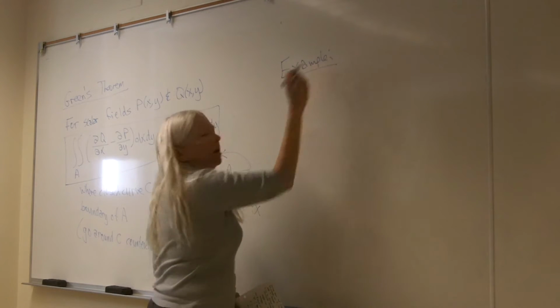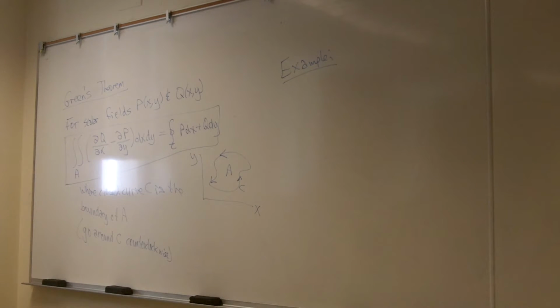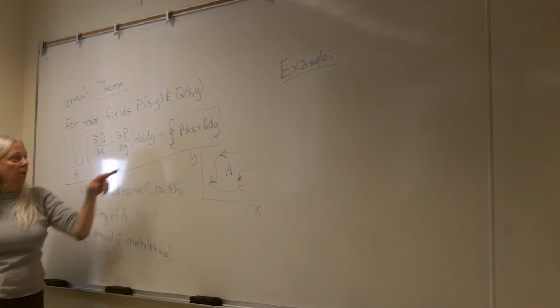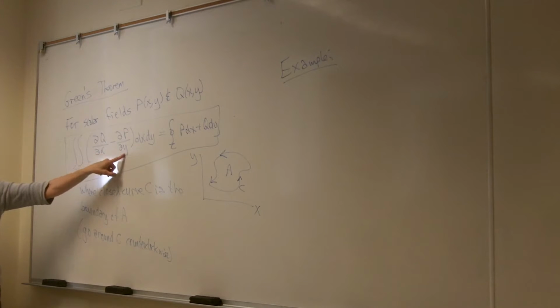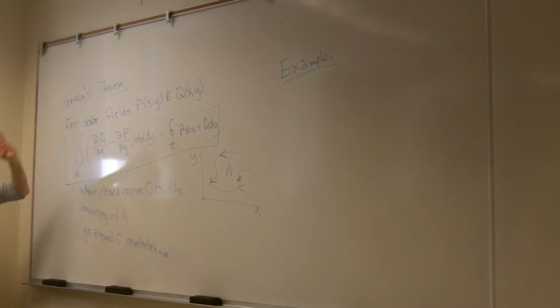Professor? If we went around clockwise instead of counterclockwise, would we just get the negative of the answer? Exactly. So if you went around this clockwise, the result would be the same as minus this, or you could of course write that as this minus this, right? Just swap which one is subtracted from which in the integrand.